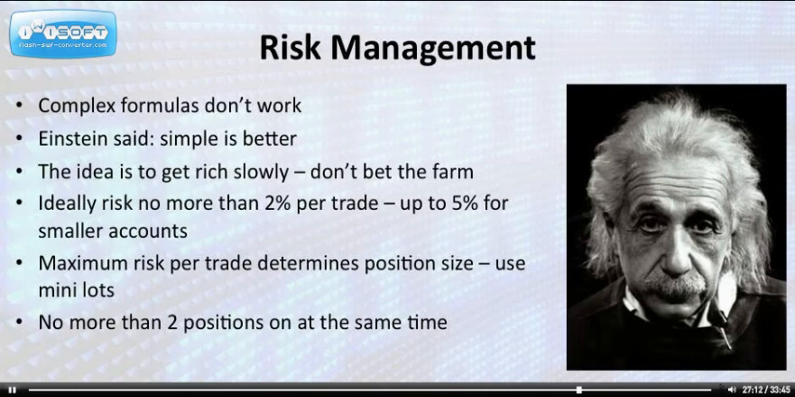And then that maximum risk per trade then determines the position size or how many lots you trade. And if you're starting out, you want to be sure to trade with mini lots or even micro lots until you really get the hang of it and your account size allows you to trade up to standard lots. Now, no more than 2 positions on at a time. If you have more than that, it becomes too problematic to manage your positions and you're prone to mistakes. And there's no need for that. There's plenty of opportunity if you limit your trading to no more than 2 positions on at the same time.